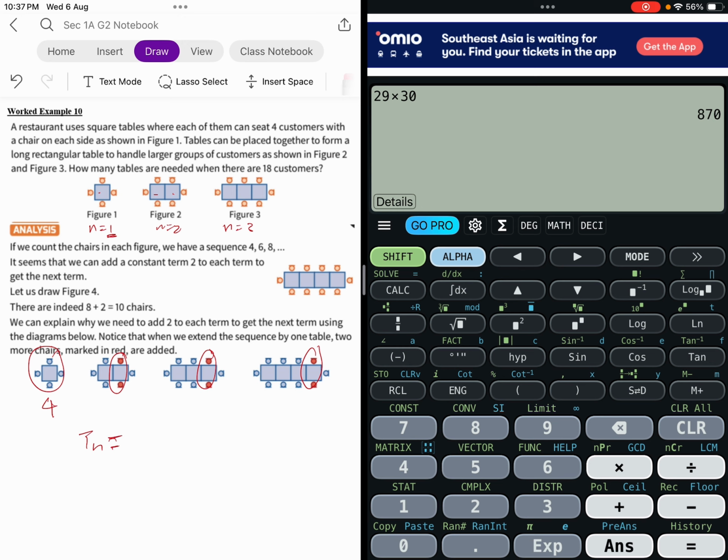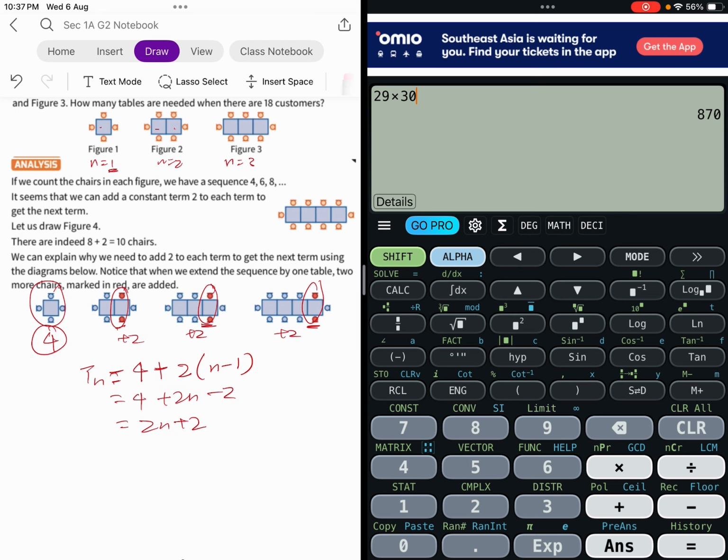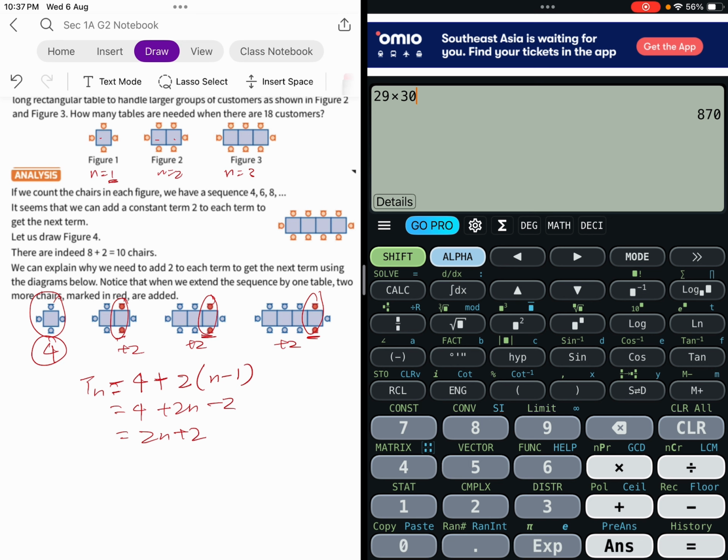So how do you go about doing it? Very simple. Remember, we always start with the first term, which is 4. Then plus, what is the number that it keeps increasing by? It's plus 2, plus 2, plus 2. So we take 2 multiplied by n minus 1. Then we get 4 plus 2n minus 2, which is 2n plus 2. So once we have this, don't get confused.